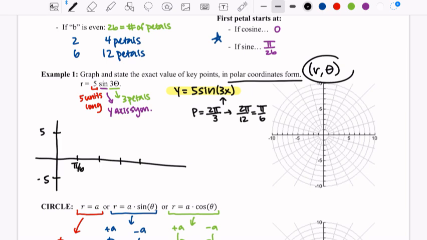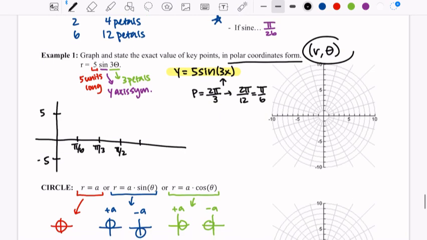Pi over 6. 2 pi over 6 will be pi over 3. Let's see, 3 pi over 6 will be pi over 2. Let's see, 1 pi over 6, 2 pi over 6, 3 pi over 6, 4 pi over 6 will be 2 pi over 3. And that's our period. Okay, so we're going to start with these points, and if we need to add more later on, we're going to do that.